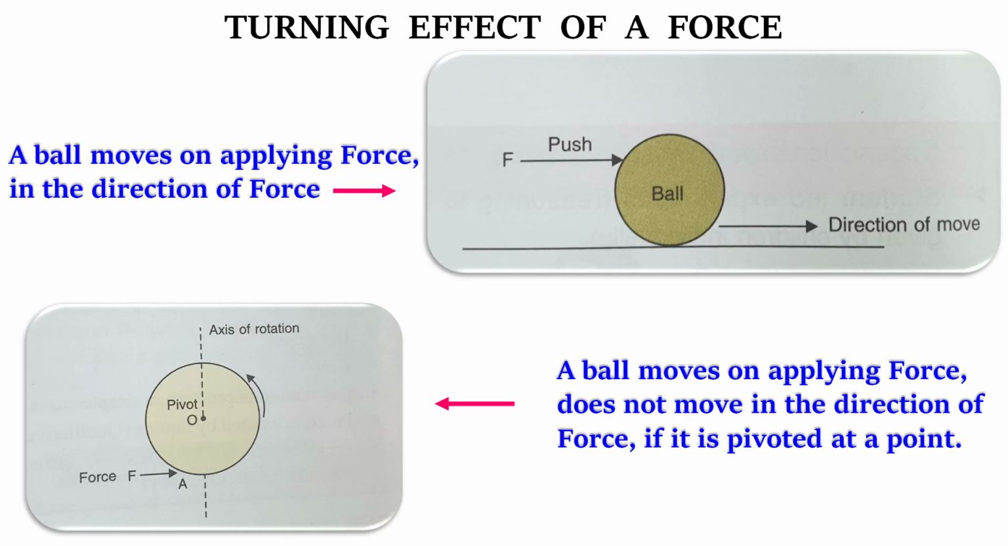The reason behind this turning effect is the ball is pivoted at point O, and this becomes the axis of rotation. So by applying force, the ball does not move in the direction of force as it is doing in figure 1. In figure 1, the ball is not pivoted at a point, so it is free to move. So in whichever direction the force is applied, the ball moves in that direction. But in the second figure, because the ball is pivoted at a point O, a turning effect is produced. Whenever a force is applied, a turning effect is produced. I hope it is clear.